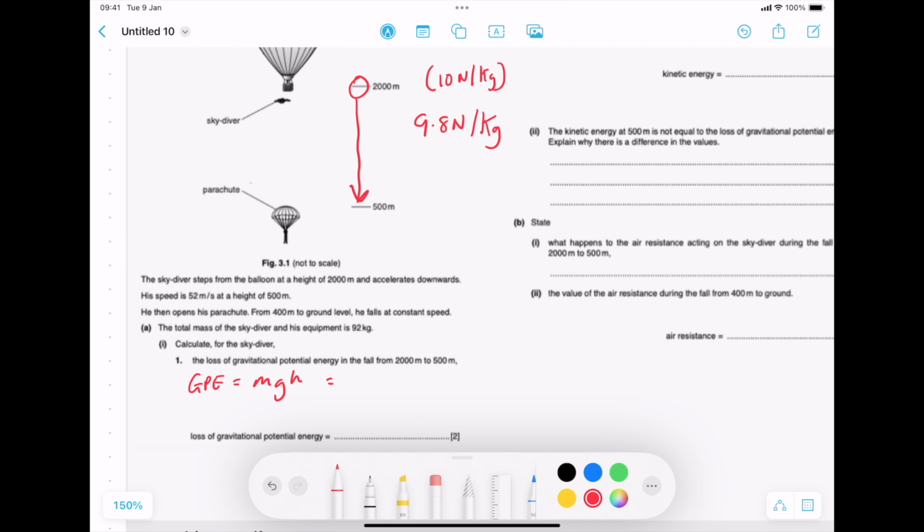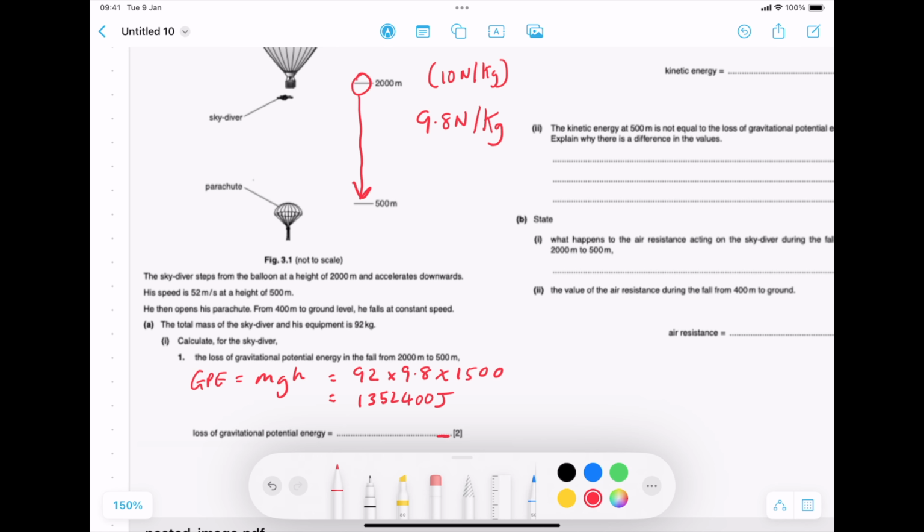We have the mass of the skydiver and the equipment, which is 92. Gravity, we take as 9.8. And then the difference in height from 2,000 to 500 is 1500. That gives us a really large number: 1352400. Now the units of potential energy, like kinetic energy and any other form of energy, is joules. You will notice on the answer line it's left blank because you were expected to put that unit in.